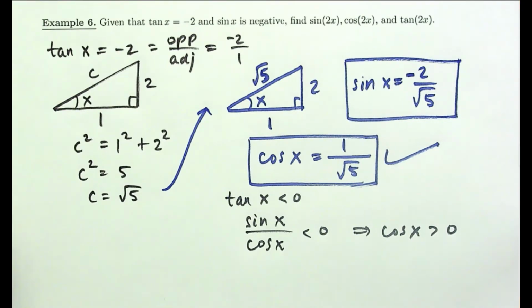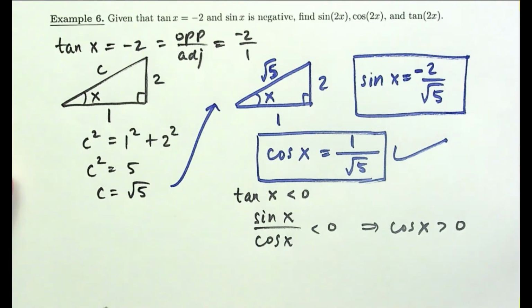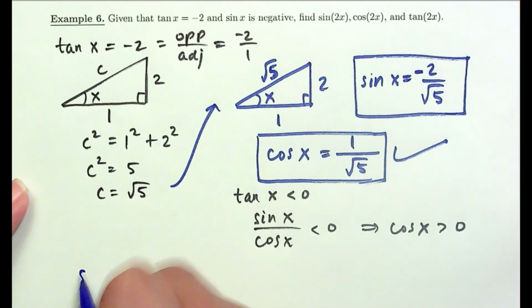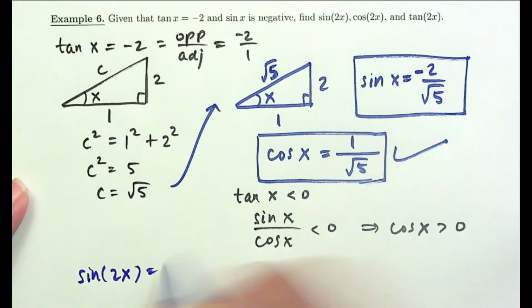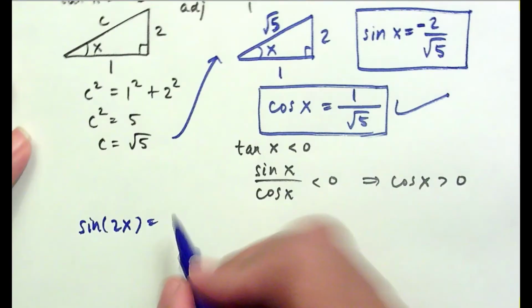Okay, now let's finish this off. Now we've done the hard part. The easy part is the rest. So what is sine of 2x? Now comes the easy part. Sine of 2x is just 2 sine of x cosine of x.